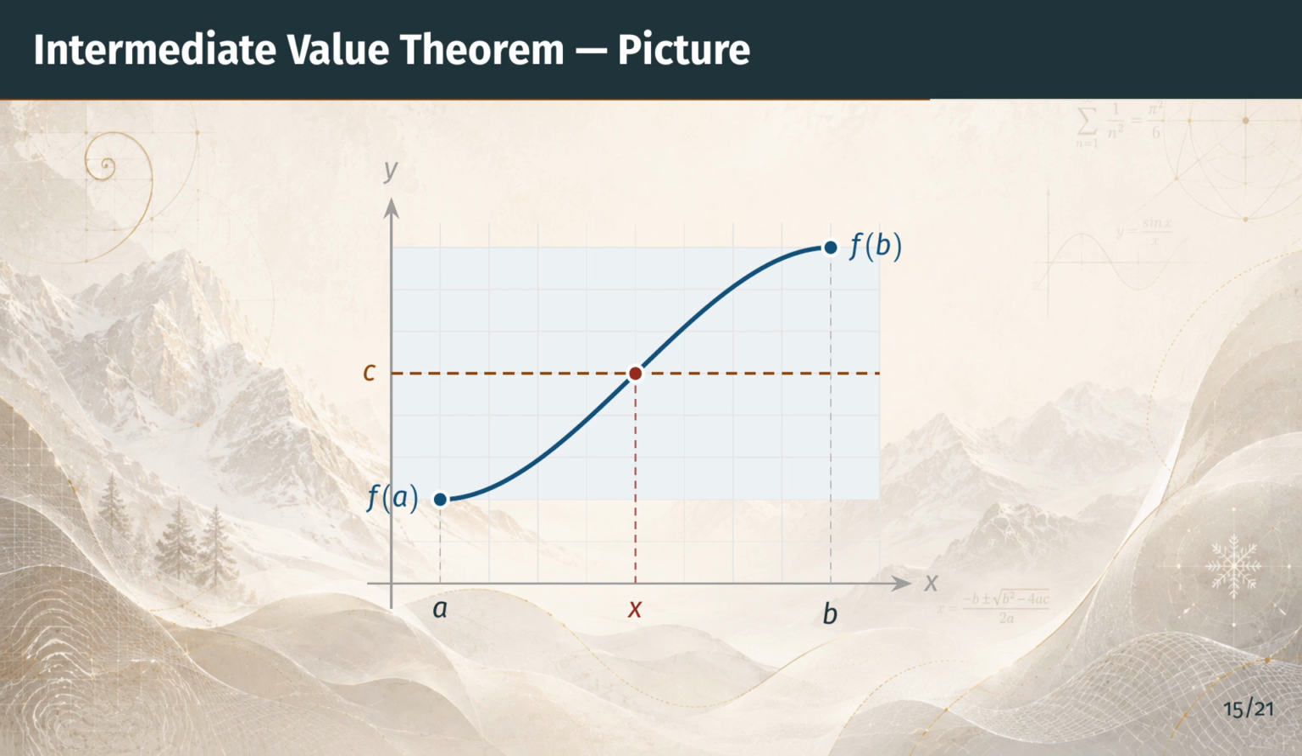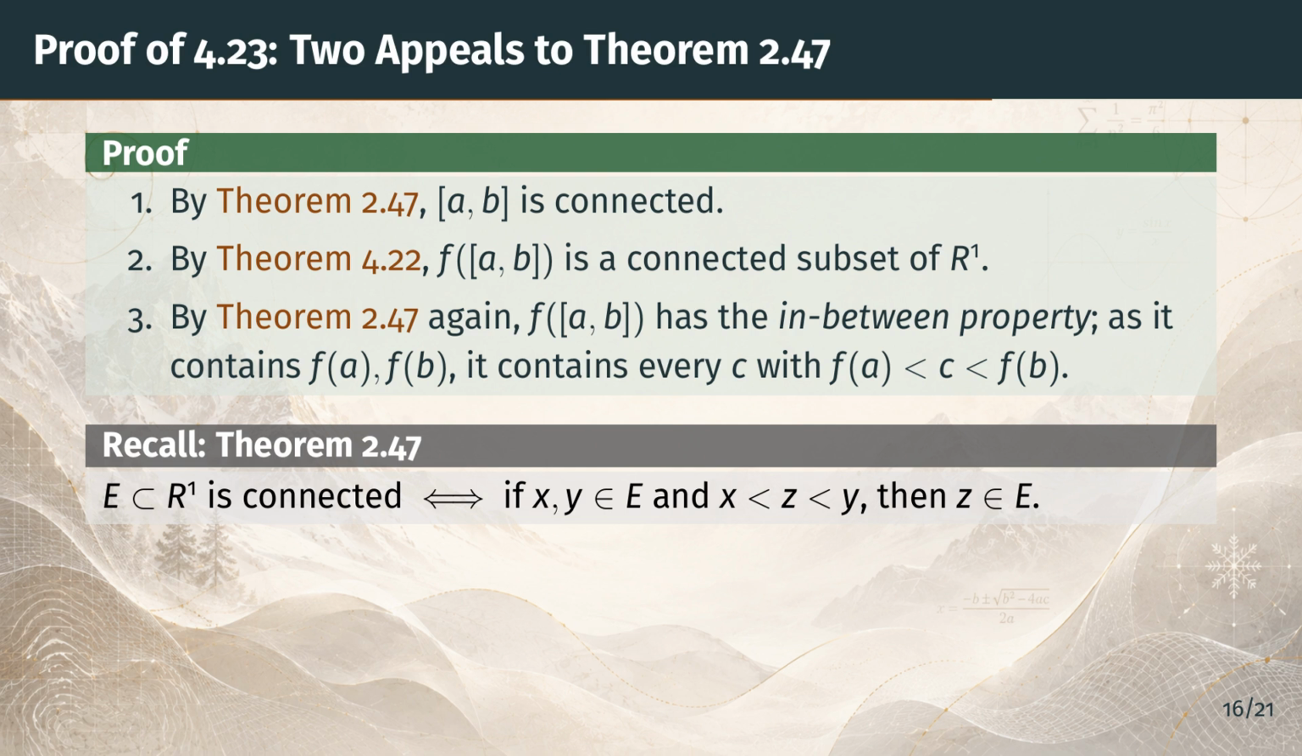Because the curve begins below the orange line and ends above it, and because it is unbroken, it has to cross the line somewhere. That crossing is the red dot sitting above the point x on the axis, where f of x equals c. The function might wiggle and cross several times, but the theorem only promises at least one crossing. Now, the proof. The proof is remarkably short, and it sandwiches our new theorem between two uses of a Chapter 2 result.